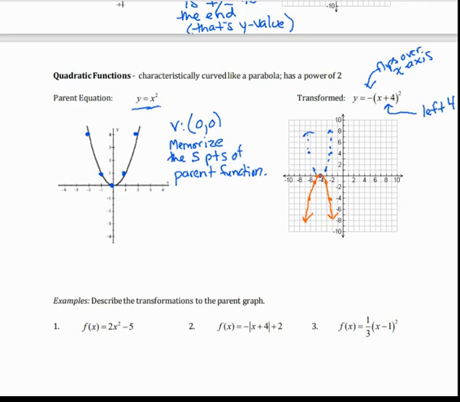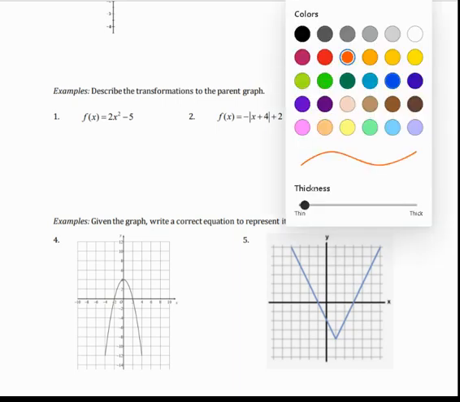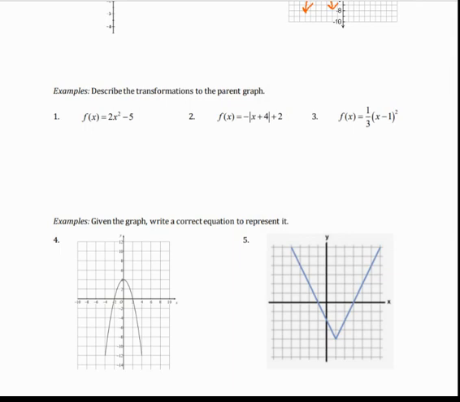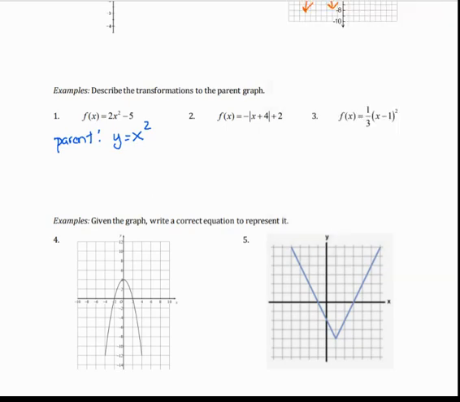Okay? All right, so let's do some example practice problems together, and you can try some on your own. So let's describe some of the transformations. On this first problem, what is the parent graph? So remember, the parent graph here, if I look, I see the x squared. My parent graph is just y equals x squared. So what has changed? And let's highlight that. What's changed is that we have a 2 out front and a -5 on the bottom.